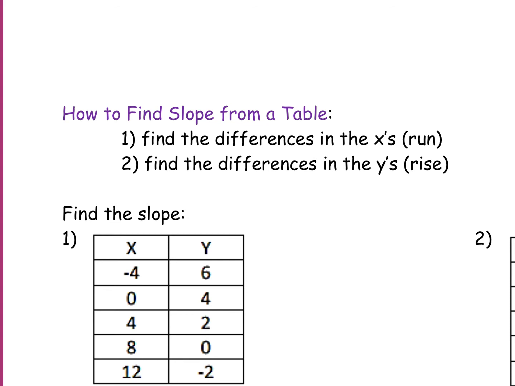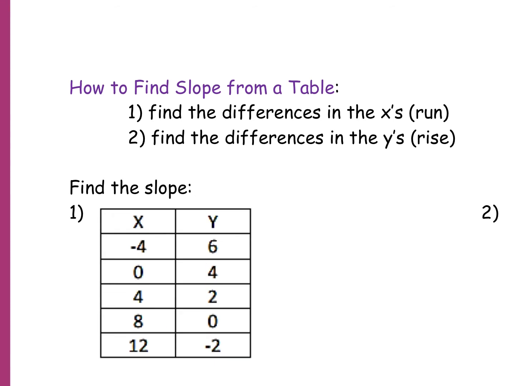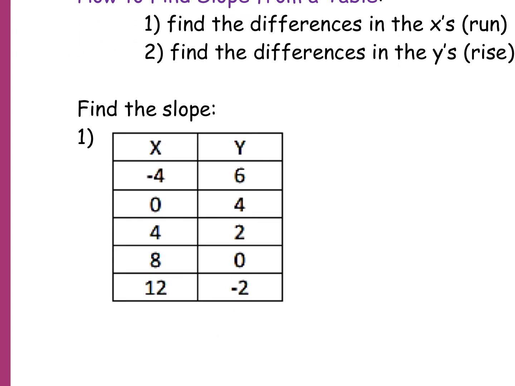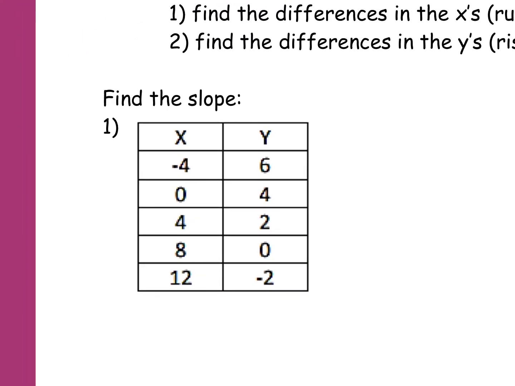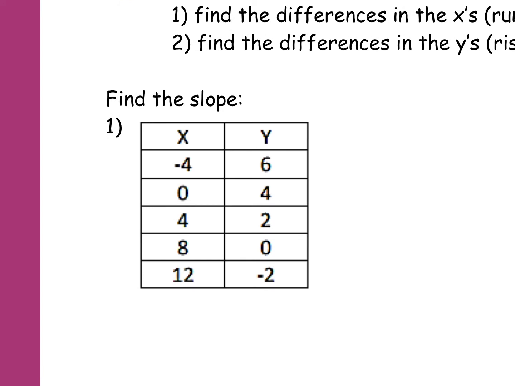How to find slope from a table. Find the difference in the x's, the run, and the difference in the y's, the rise. Which is the rise? So I'm going to look at my table here. And I just want to find the differences. So I'm going to go down my x's first.